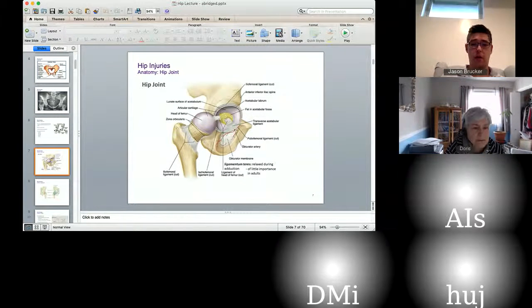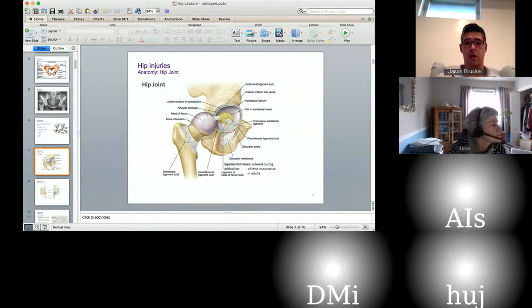Here's another picture of the hip joints with the femoral head reflected. It's a fairly strong joint despite movement because of the ligament of the head of the femur.